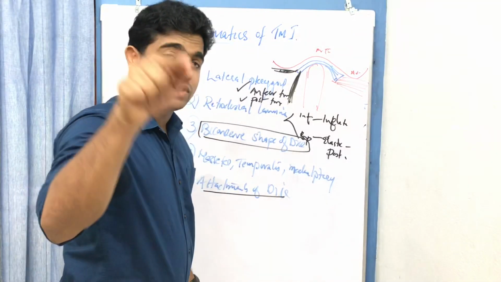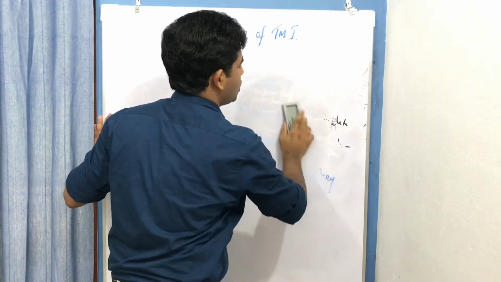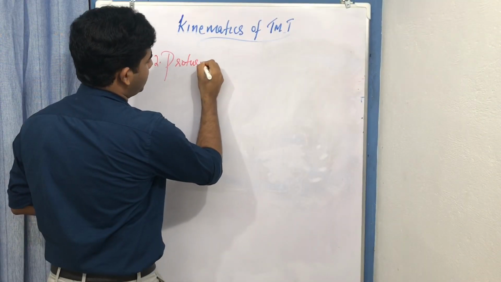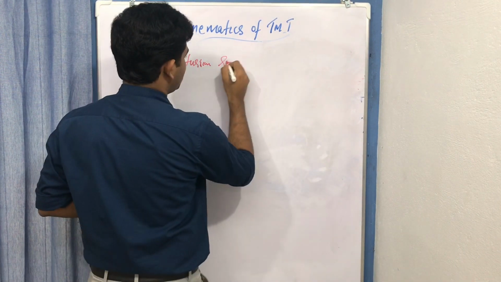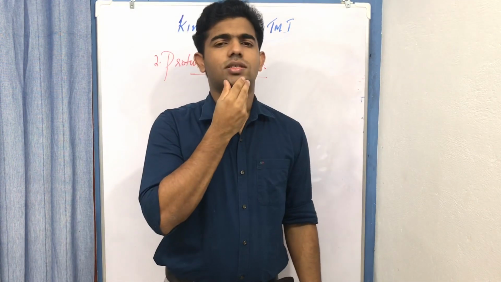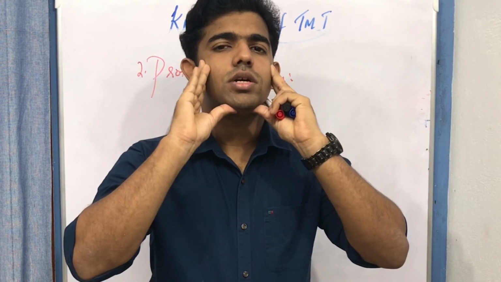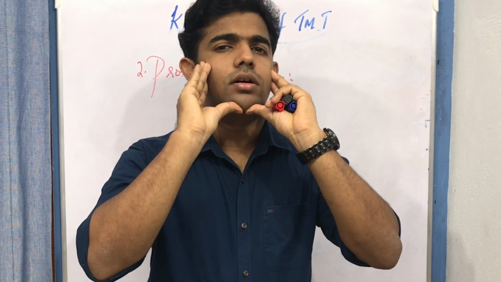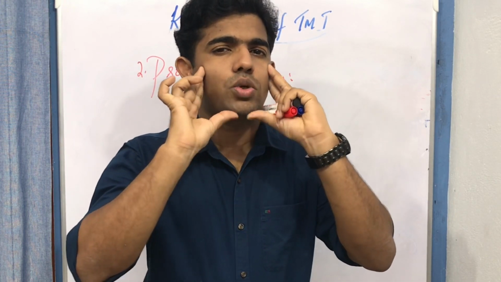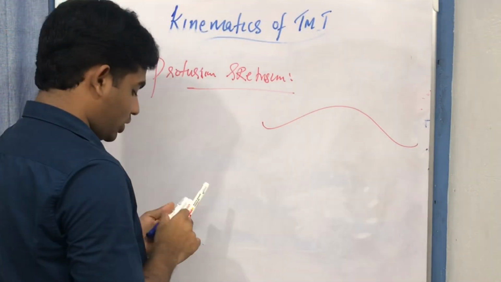Now it's time to move on to the second motion. What is that motion? Protrusion and retrusion of the temporomandibular joint. This is very simple when we compare it to the other movement. What do you mean by protrusion and retrusion? This simple movement, moving your mandibular condyle anteriorly, is protrusion. Moving it posteriorly is retrusion. That's a beautiful movement, and it is very easy for us to understand also.